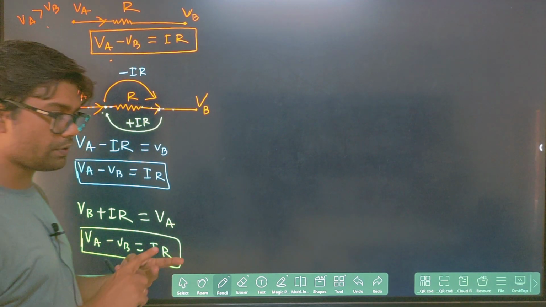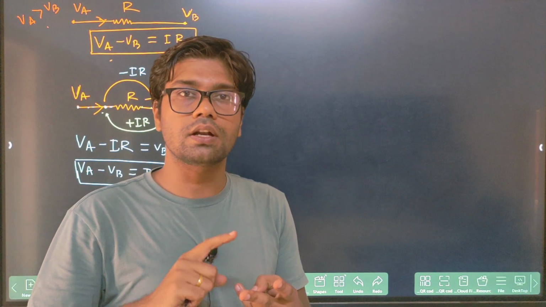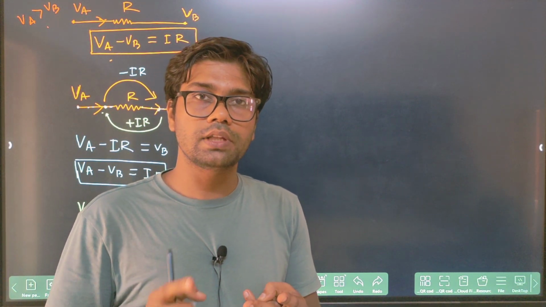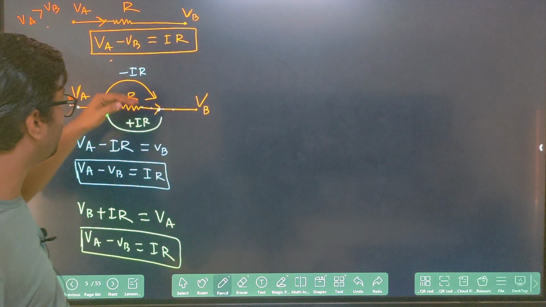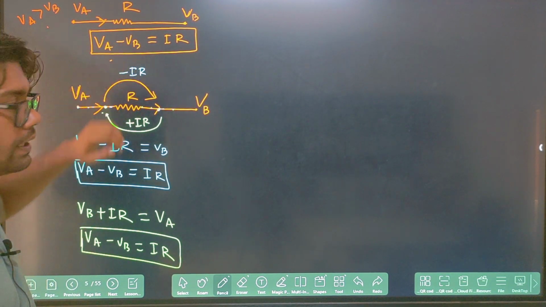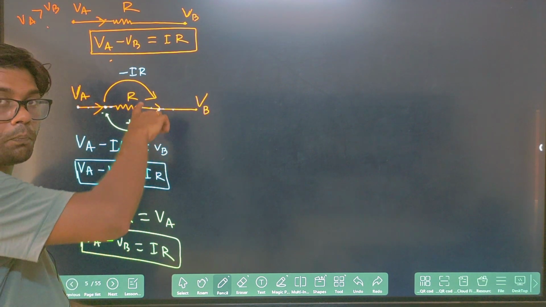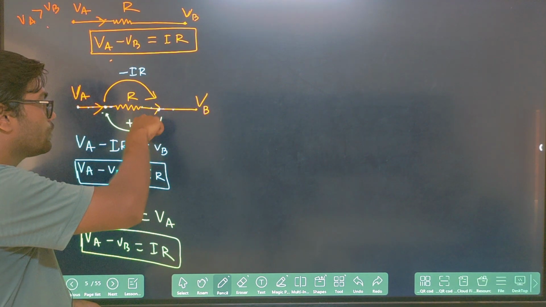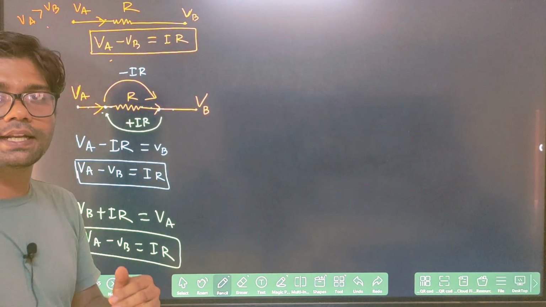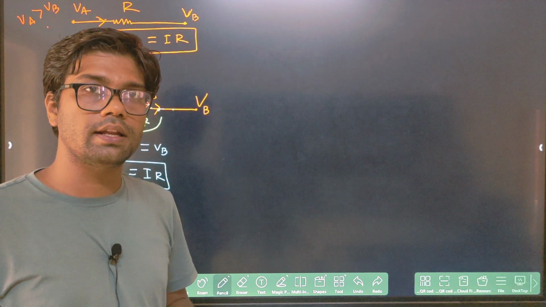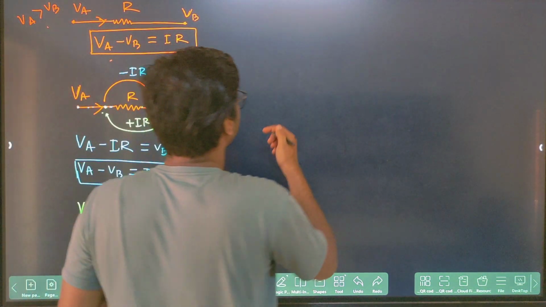So two things you have to remember. Whenever you are moving along the direction of the current through the resistor, there will be a potential drop of IR. That means minus IR you have to write. If you are moving opposite to the direction of the current through the resistor, there will be an increase in potential, that is I into R. Clear? So you can write like this.